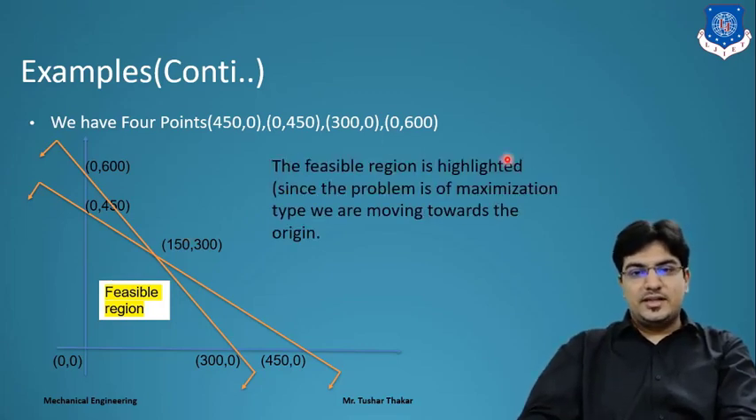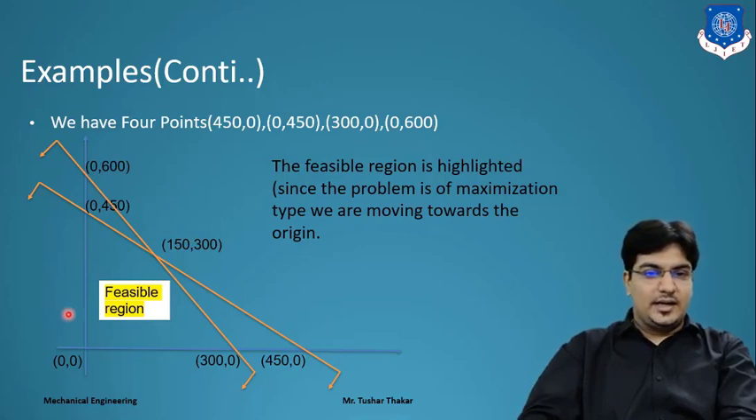The feasible region is highlighted here, and as we discussed earlier, this problem is of maximization type, so we are moving towards the origin. This feasible region contains only three corner points: point 1 is (0, 450), point 2 is (150, 300), and point 3 is (300, 0). Now we can find the value of Z by using these three points.